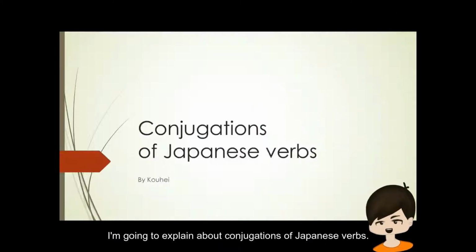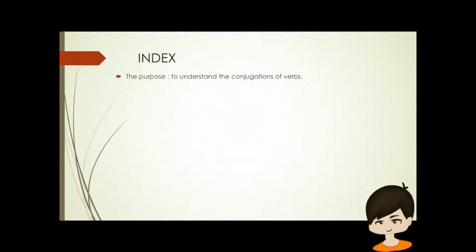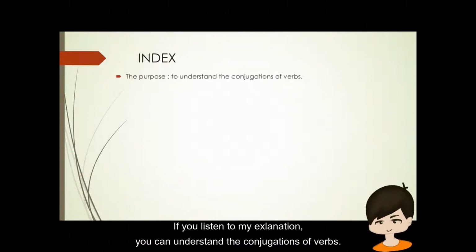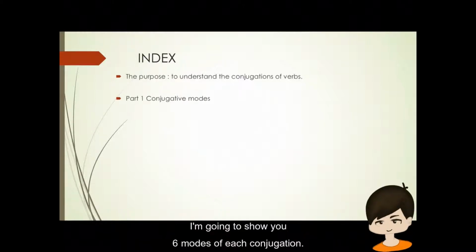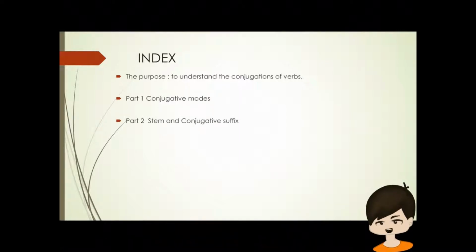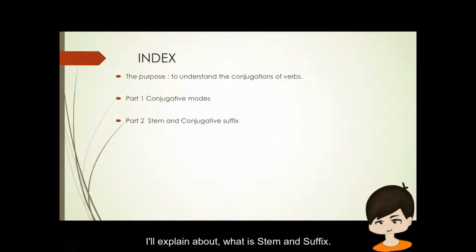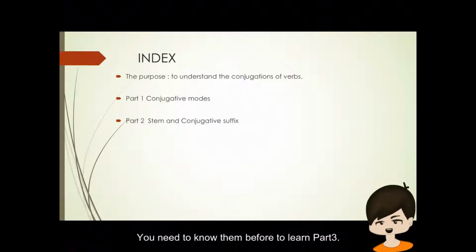I'm going to explain about conjugations of Japanese verbs. Index, the purpose. If you listen to my explanation, you can understand the conjugations of verbs. Part 1. Conjugative modes. I'm going to show you 6 modes of each conjugation. Part 2. Stem and conjugative suffix. I will explain about what is stem and suffix. You need to know them before learning part 3.